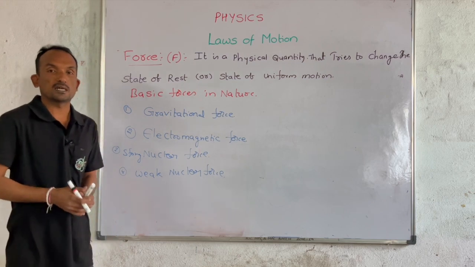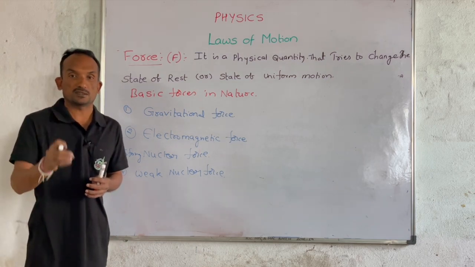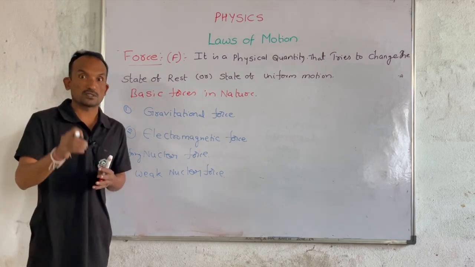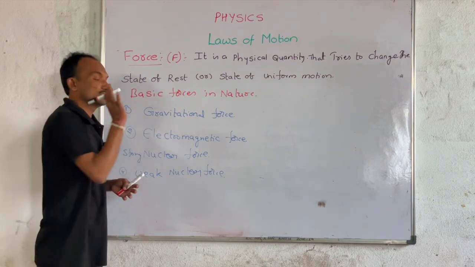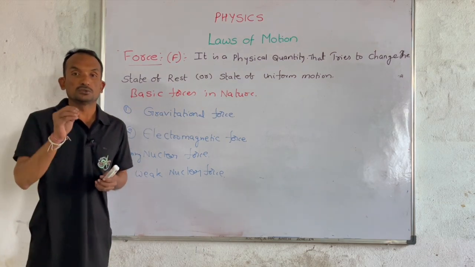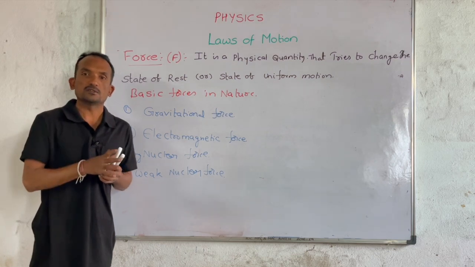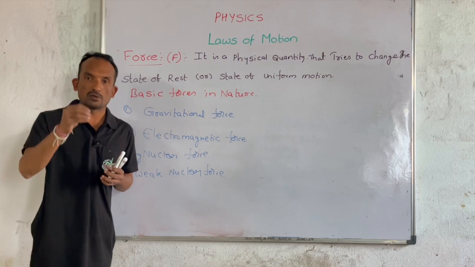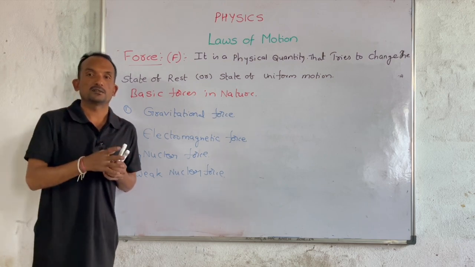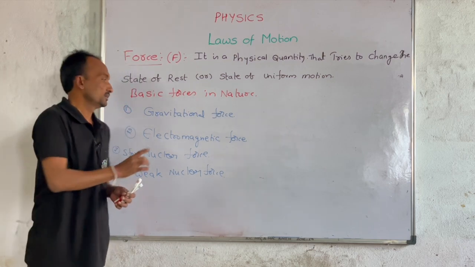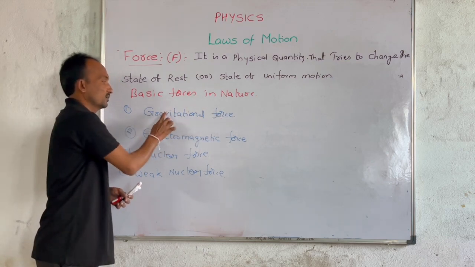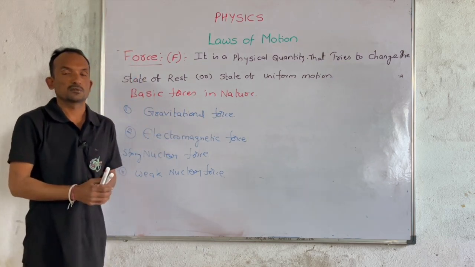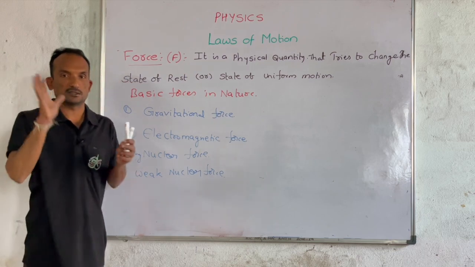Gravitational force means the attraction force of the earth. The attraction force of gravity is called the gravitational force. You drop any body from a certain height. If we drop a body from a certain height, the body falls freely due to a force that is called gravitational force. This is on the surface of the earth.